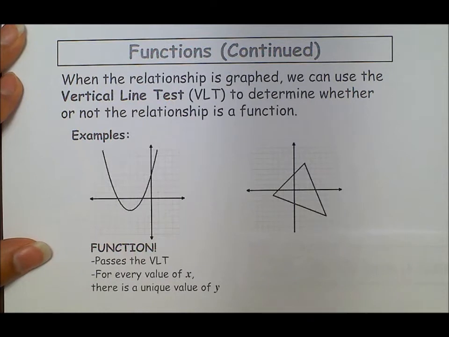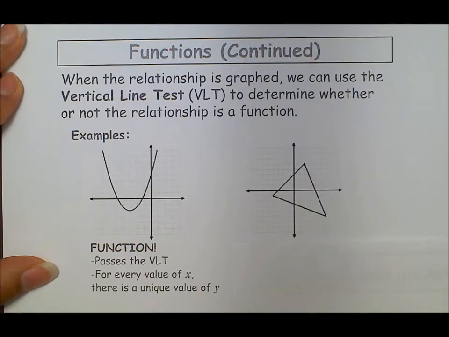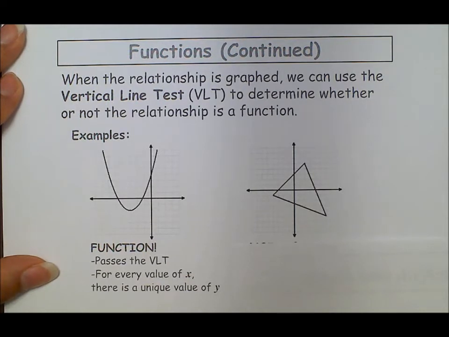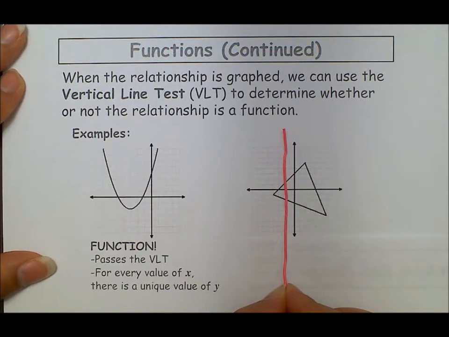Okay, so this example is a function. It passes the vertical line test, which means for every value of x, there was only one unique value of y. Okay, let's take a look at the next example. Again, it's graphed, so I'm going to use the vertical line test. And as I take this vertical line across, you'll notice immediately that the graph is hitting the vertical line in more than one place. Okay? If I continue to go across, it's still doing that.